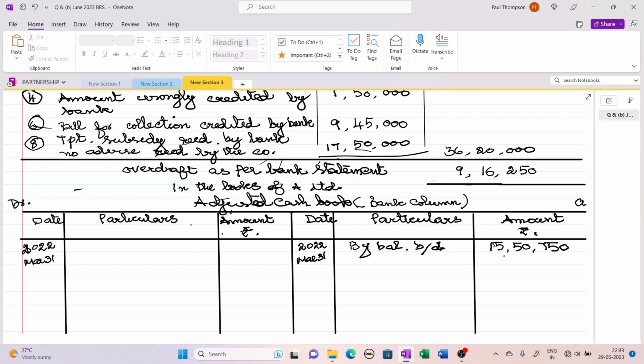Number 2 item, interest debited by bank. Now I know through bank statement there is an interest debited by bank. So interest debited will appear on the payment side, credit side. Interest debited is 1,75,500. Bank charges will also appear on the credit side, by bank charges. So 2 items will appear on your credit side. Bank charges is 2,85,000.